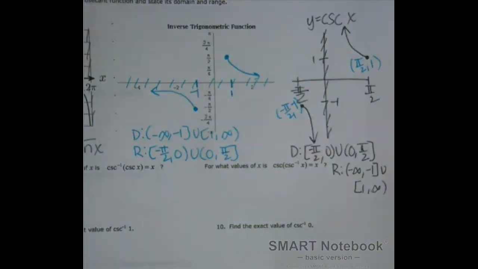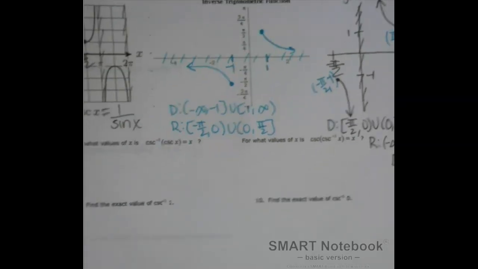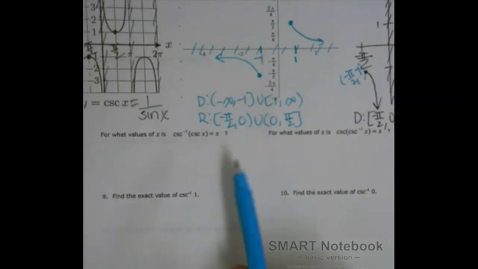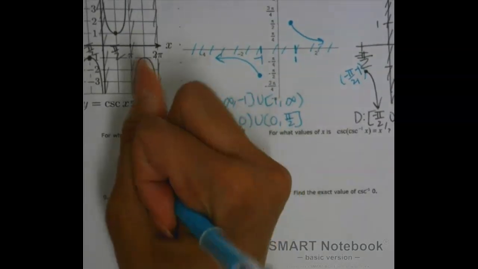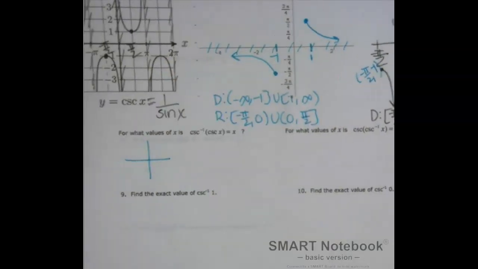Perfect. With that range that you just gave me, Jorge, what does that mean for your graph? What intervals, or what quadrants, should you be looking at? If it's between negative pi over 2 to 0 and then 0 to pi over 2, what quadrants? 4 and 1. Quadrants 4 and 1.